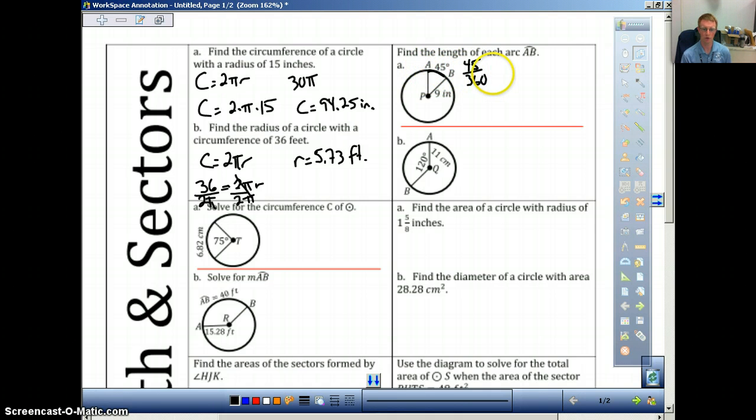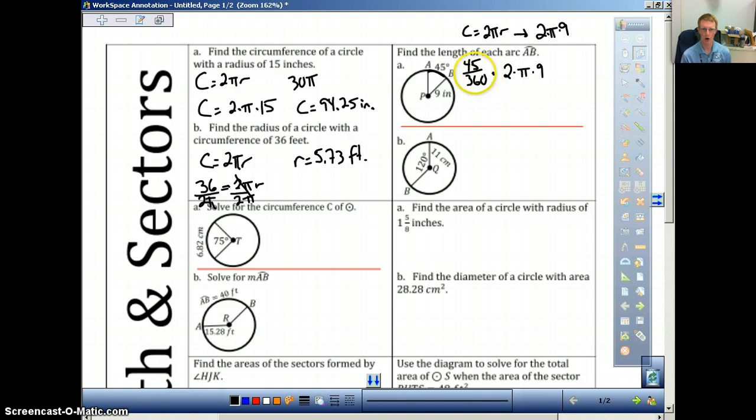Then we need to figure out what the full circumference of the circle is, because whatever the fraction is that we want, we multiply it by our circumference. Remember, circumference is 2 times pi times r. In this case, it'll be 2 times pi times 9. We can just plug that right in, set it up like that, and then put that into a calculator, and it will give you the answer.